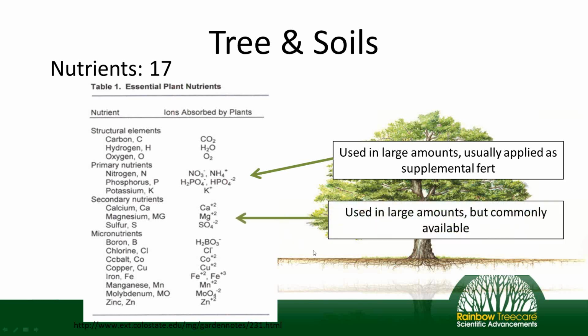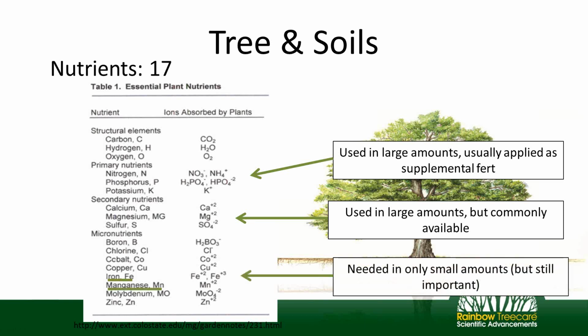If we move down to our secondary nutrients, this would be calcium, magnesium, and sulfur. These are used in large amounts by the plant, but are commonly found in the soil. So they're commonly available in the soil versus our primary nutrients, the N's, the P's, and the K's, which might not be found in the soil as readily as some of these secondary nutrients. Now, of course, we're speaking in generalizations, and in your part of the country and your soils, you might have different outcomes.